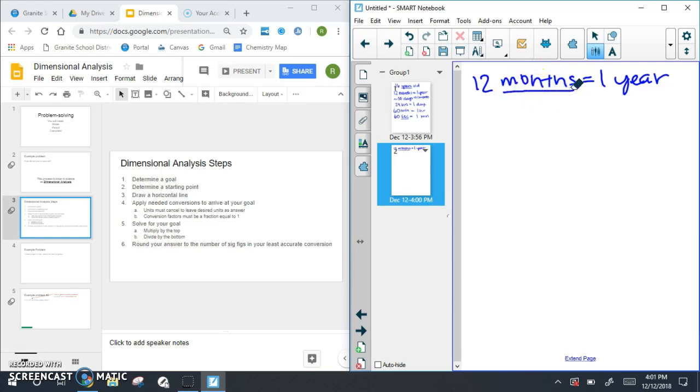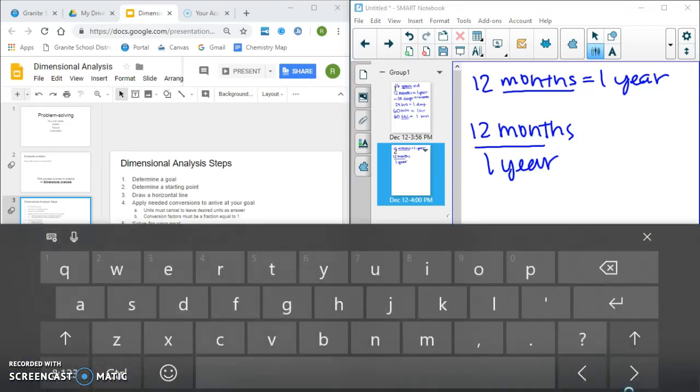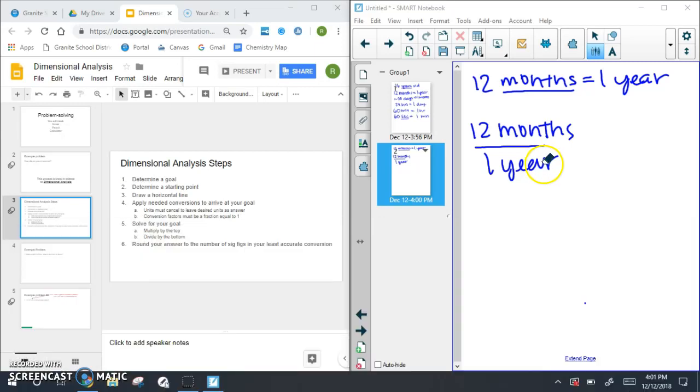Now, the reason why we draw a horizontal line for step 3 is because we're going to be writing lots of fractions, meaning that we're going to be putting a number over another number, and this will tell us how to do some math. Now, there's a specific way to write these. I could write this fraction in 2 ways. I could say 12 months over a year or 1 year over 12 months. Whichever way gets me my units to cancel out, I will use.